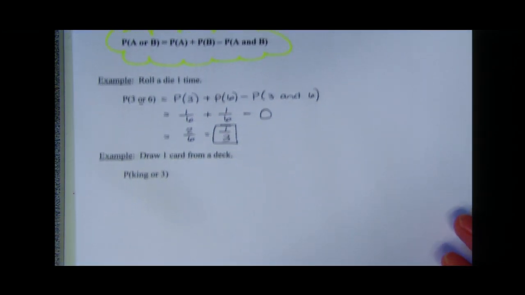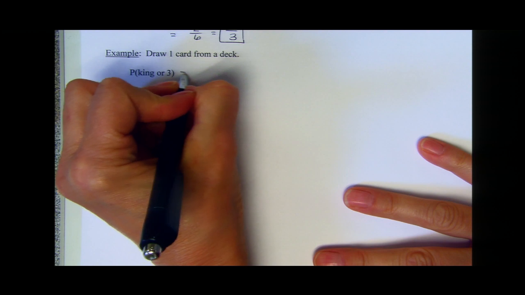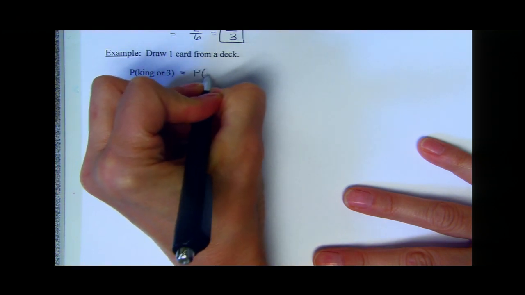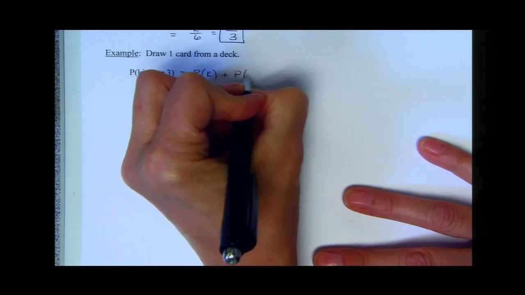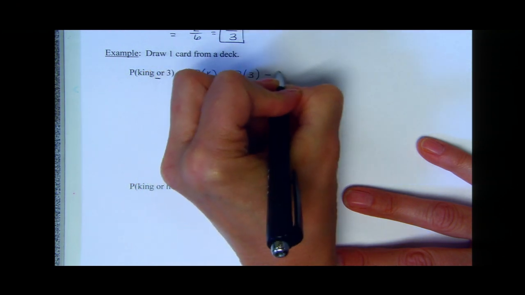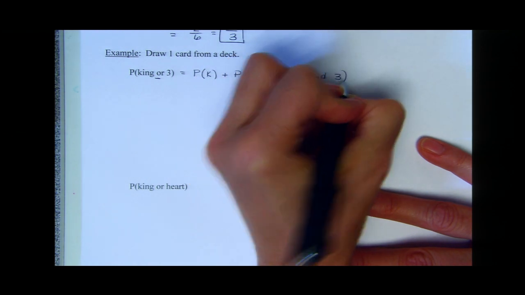All right, next example. Draw one card from a deck, and we know there's 52 cards in a deck. This wants to know what is the probability that when you draw one card, you get a king or a 3. Well, this would be the probability of a king, and we see the word OR, so plus the probability of 3 minus the probability of king and 3.